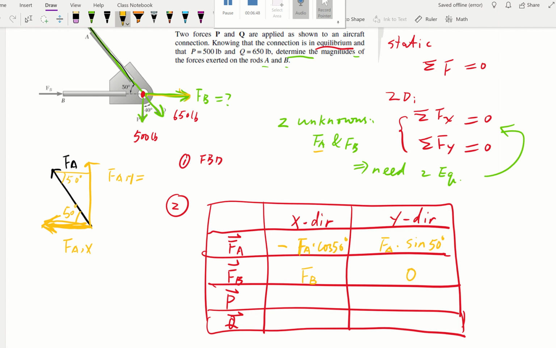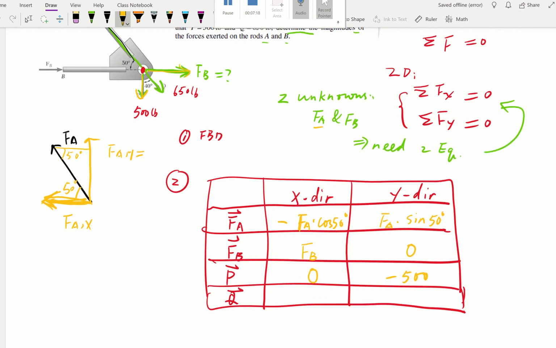Okay. Now let's look at P, the force P going downward. And again, pause for a second, see what you wrote here. What's the x component of P? It will be 0. And how about the y component? It's going straight down. All of it is going straight downward. Downward is negative, and it's negative 500 because we already know the magnitude, 500.